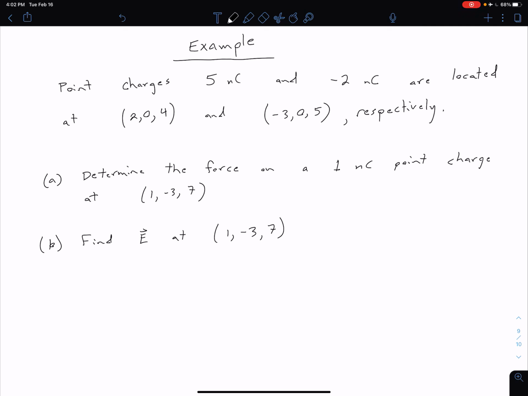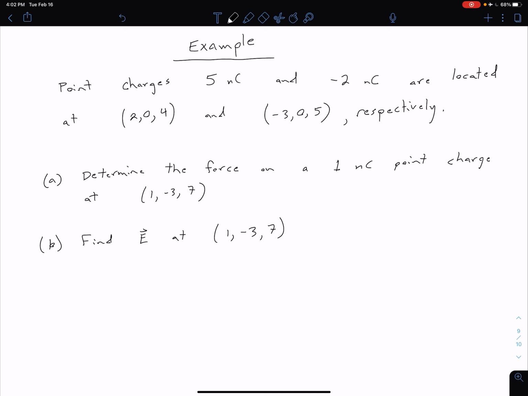Let's take a look at an example and get some practice using our force and electric field intensity equations from the previous videos. So for this example, we have point charges of 5 nanocoulombs and -2 nanocoulombs, which are located at points 2, 0, 4 and -3, 0, 5 respectively.